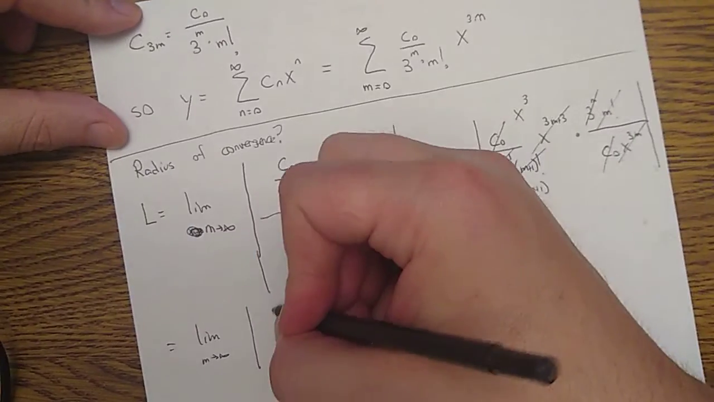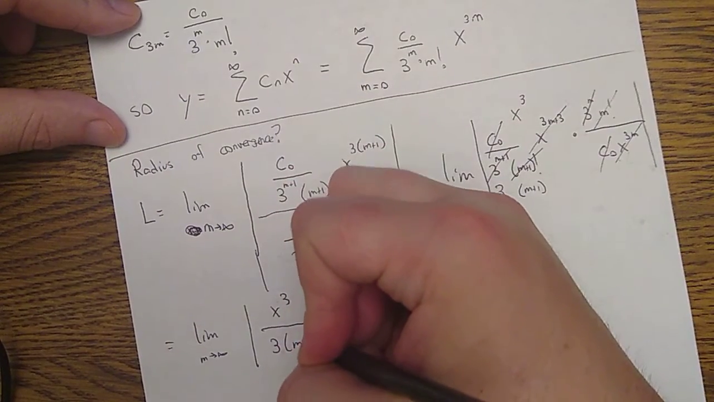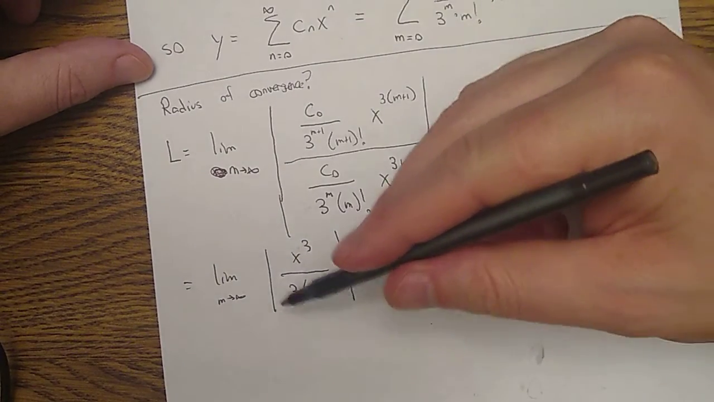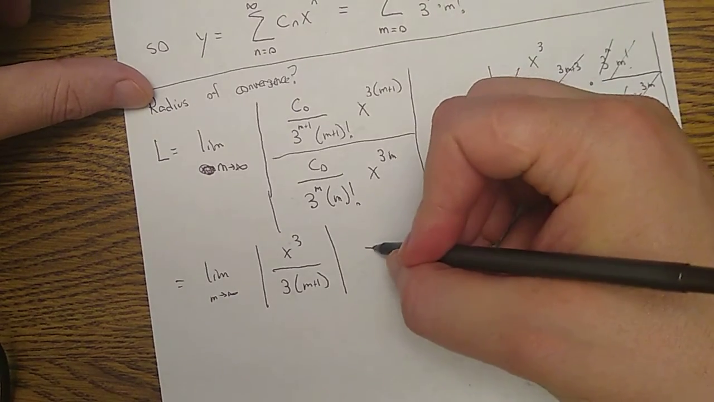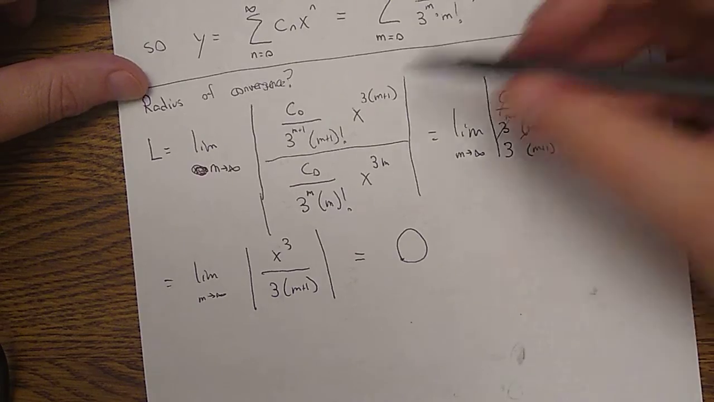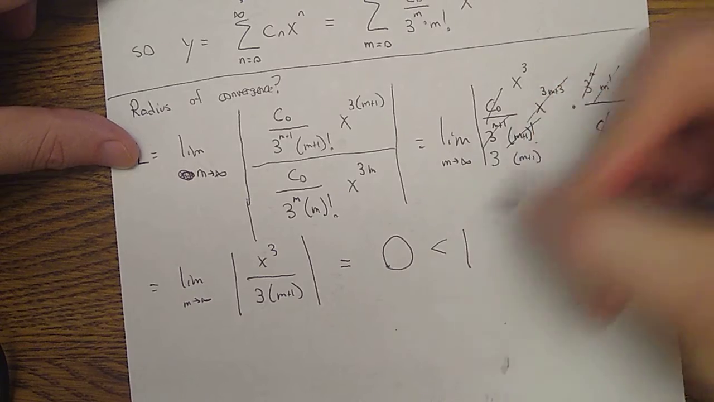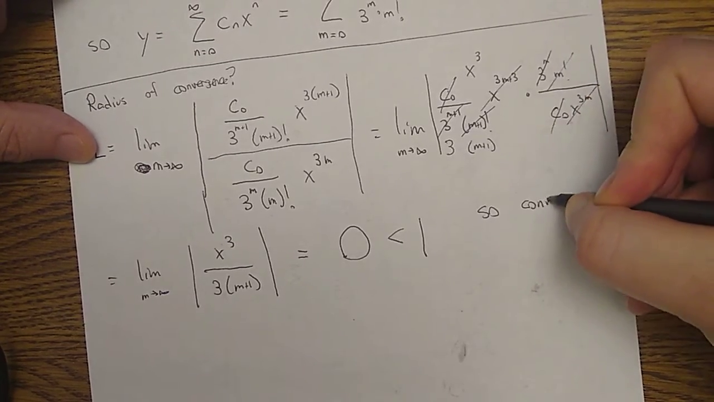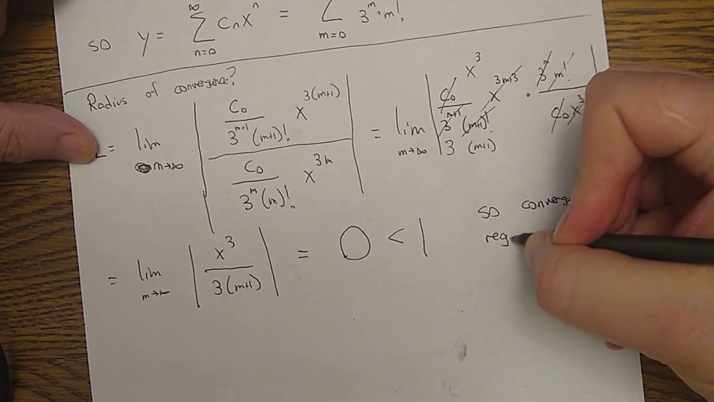What do I have here? x cubed over 3 times m plus 1. And as m goes to infinity, this just goes to 0, no matter what x is, because m is in the bottom. So what are we doing here? We're doing the ratio test, and if we got 0, the series is convergent as long as you get something less than 1. So this converges regardless of x.